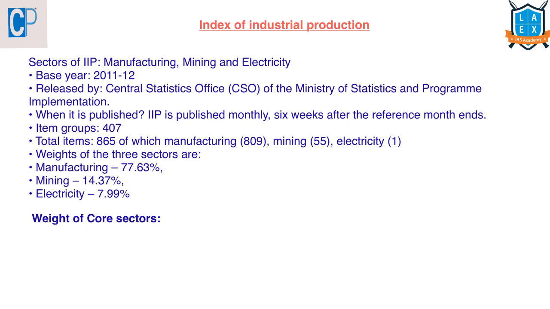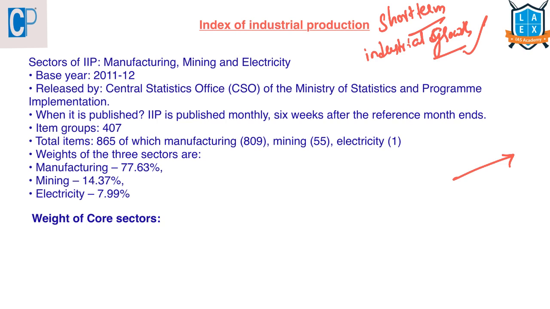First, let us see about the Index of Industrial Production. What is this? This is a short-term indicator of industrial growth. So it says how the industries are performing. It will help us to understand the growth of various sectors in the Indian economy, and it will provide a single representative figure to measure the general level of industrial activity in the economy on a monthly basis. This will be released once in every month.